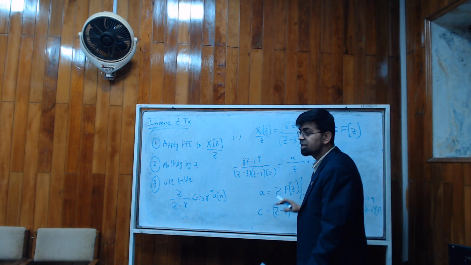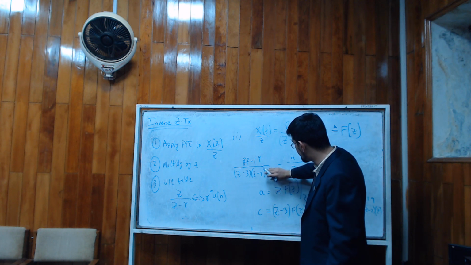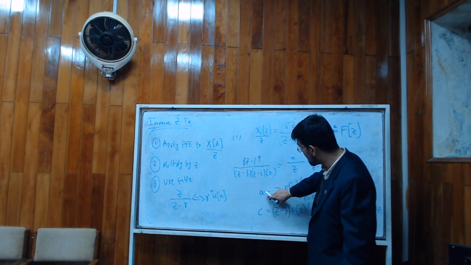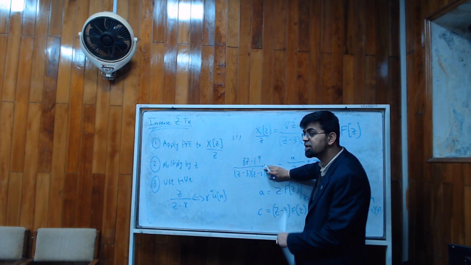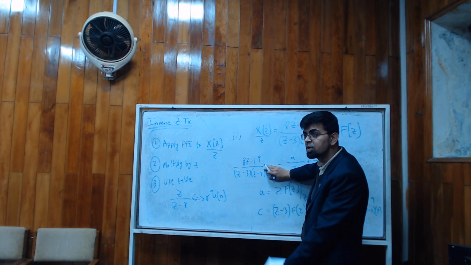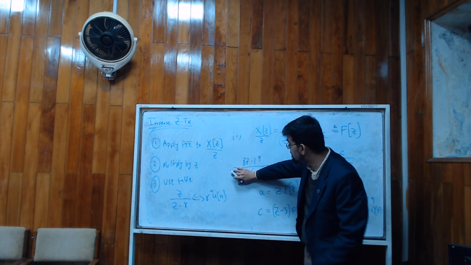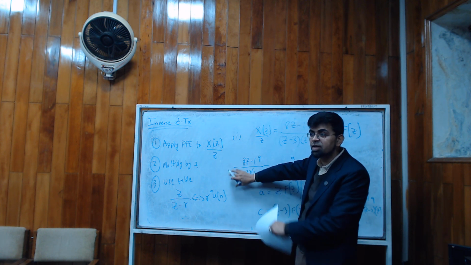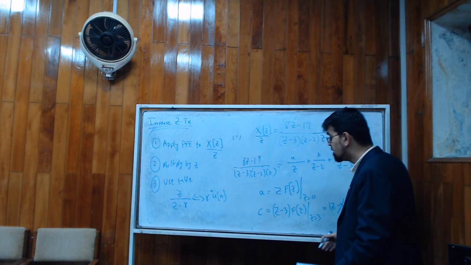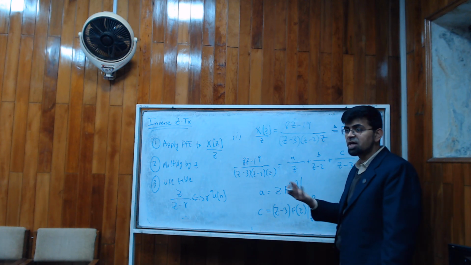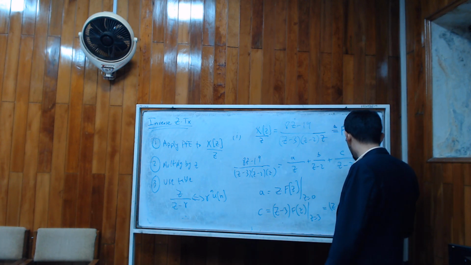I think if I remember correctly, you cover up this part. If you're looking for a, you cover up this part and then put z equal to 0. If you're looking for c, you cover this part and put z equal to 3 in the rest of it. This is what's happening. So there are shortcuts people have devised. Just look at that. It will save you some time.